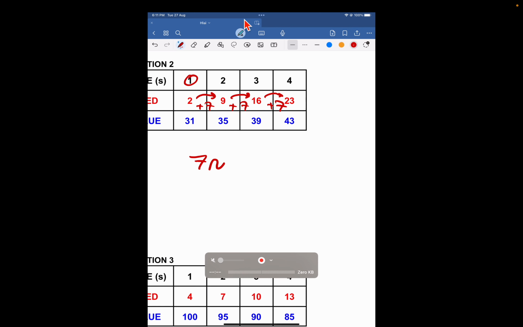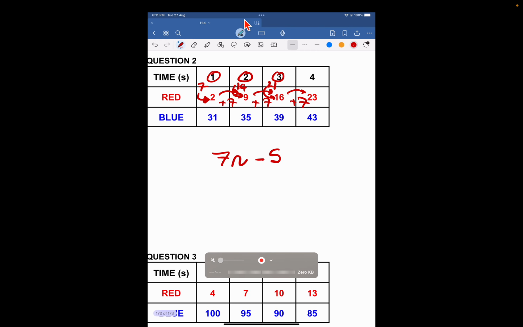7 times 1 is 7. 7 times 2 is 14. 7 times 3 is 21. And now check how to get down to 2. It's subtract 5, subtract 5, subtract 5. So 7n subtract 5. Now I chose n because that's, I suppose, a traditional letter to choose.